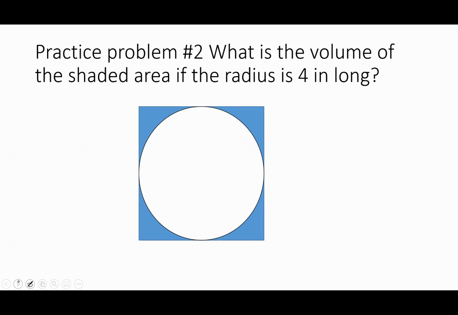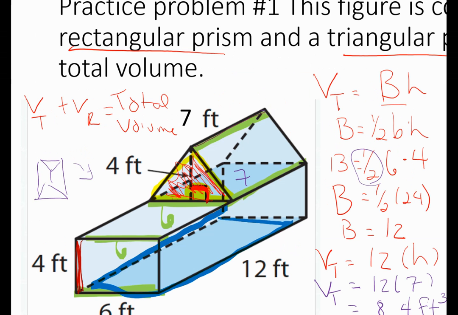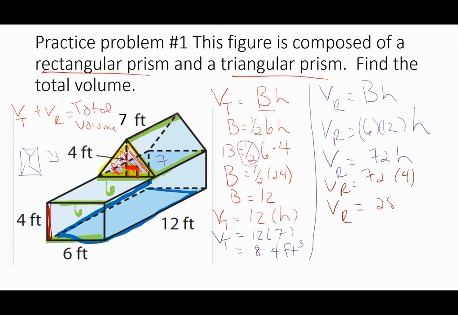So going back in here, we're looking at our height, which is right here, which is our 4. So we have 72 times 4, which gives us 288. Let's verify that. Yep. So the rectangular prism is 288 feet cubed.